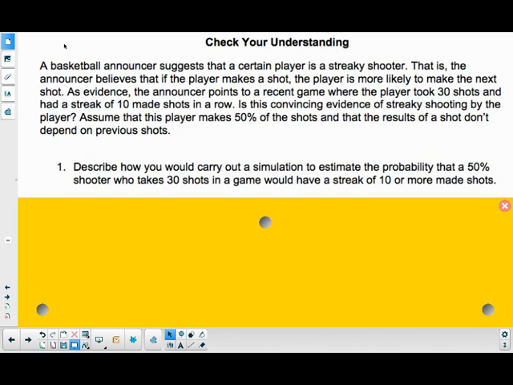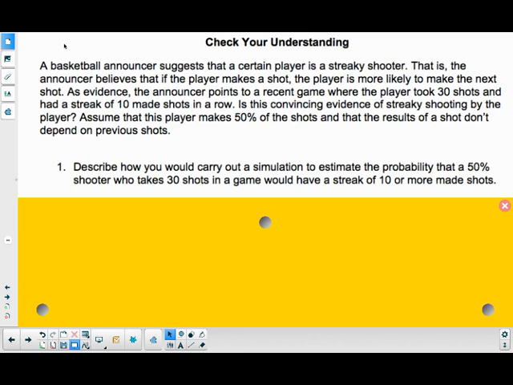A basketball announcer suggests that a certain player is a streaky shooter. That is, the announcer believes that if the player makes a shot, the player is more likely to make the next shot. As evidence, the announcer points to a recent game where the player took 30 shots and had a streak of 10 made shots in a row. Is this convincing evidence of streaky shooting by the player?